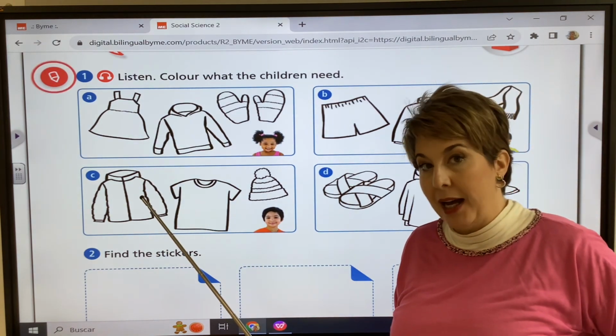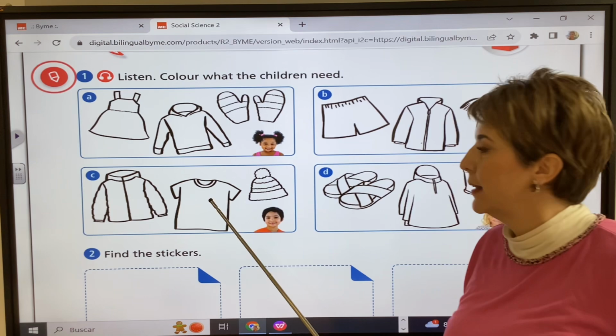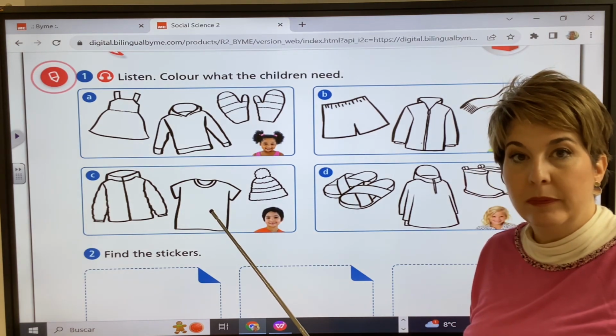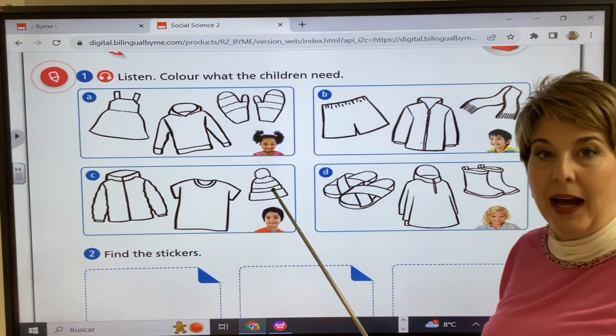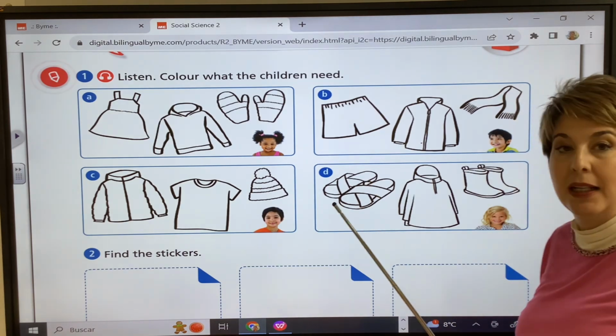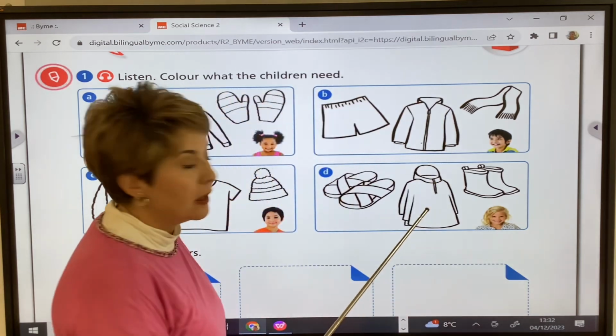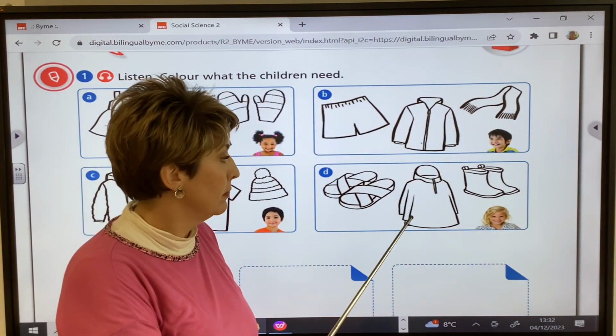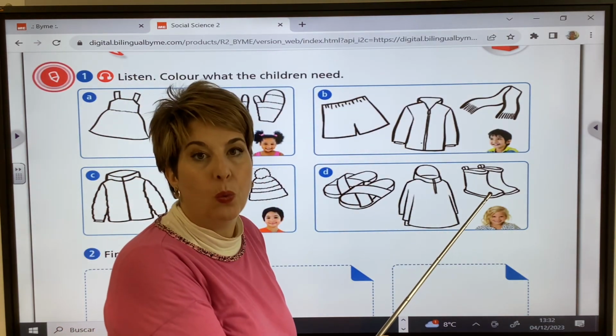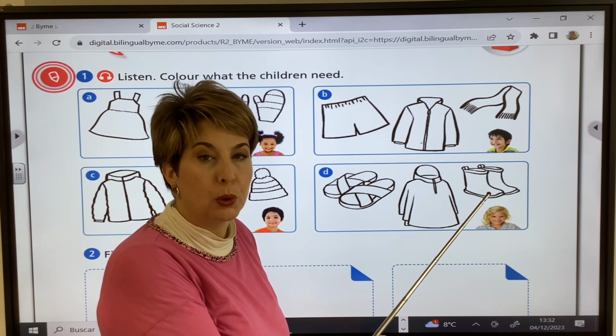Another type of anorak or jacket, t-shirt, hat, sandals, raincoat, and wellies or rain boots.